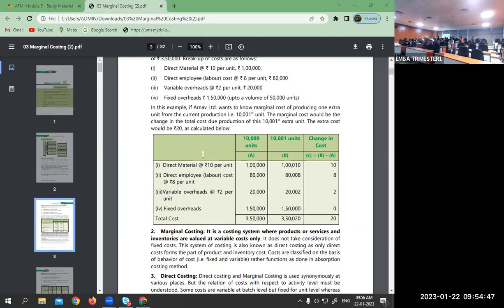There is no concept of allocation, or of finding out how much it can be. Similar to that, wage also. To make one notebook, if you are paying 5 rupees as wage to the laborer, it is easy to say that to make one notebook, the wage is 5 rupees.